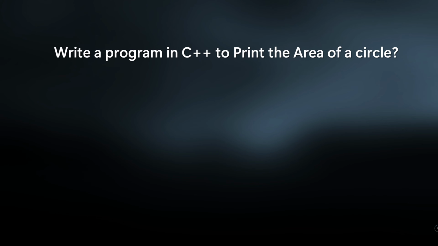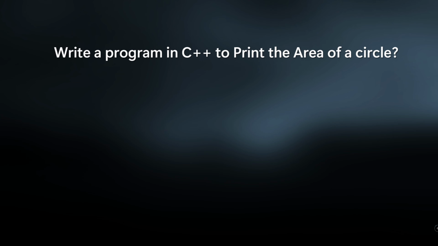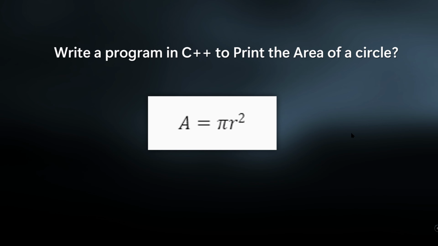In today's video, we're trying to solve a simple equation, which is a mathematic equation, of course. And the question here: write a program in C++ to print the area of a circle. So I can prompt you with the equation. So A equals pi multiplied by the radius, which is r to the power of 2.